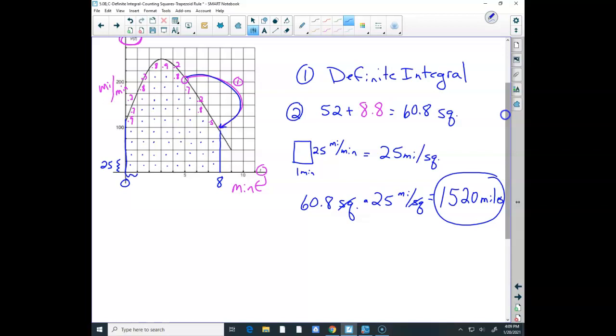Now, number 3, Ella figures that her velocity is given by, so she's estimating this curve that she's got there, v of t equals t cubed minus 21t squared plus 100t plus 110. Plot this on your grapher.